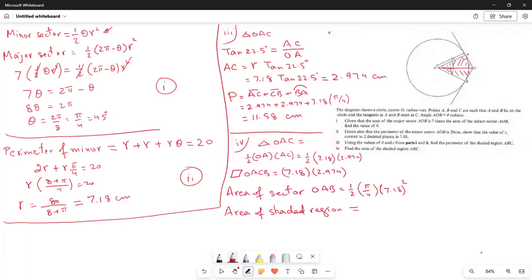So you can see that the area of the shaded region is equal to the area of the quadrilateral OACB, which is 7.18 times 2.974, and from this area, I subtract the area of this sector, which is pi by 8 into 7.18 squared. So when we solve all this, the area comes out to be 1.1092 centimeters square. Okay, so this is how we solve question number 4.